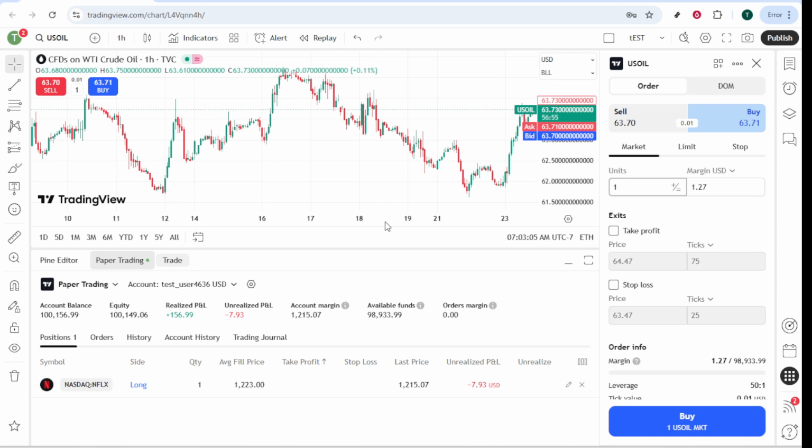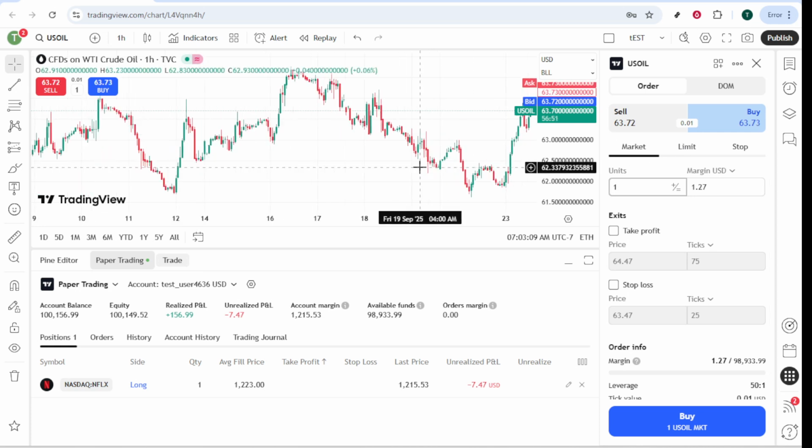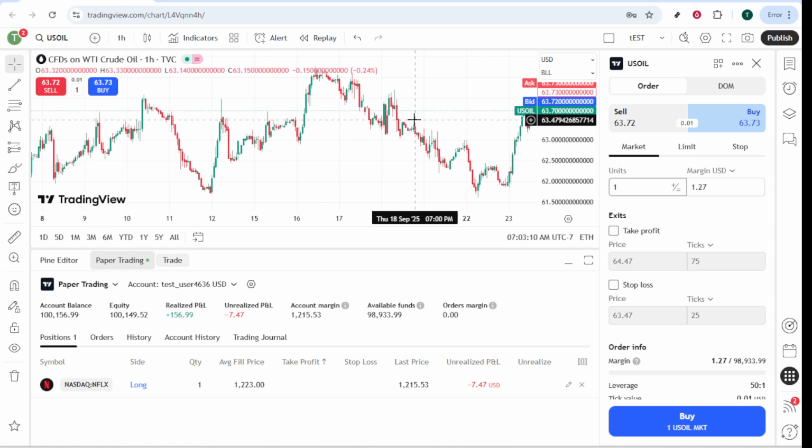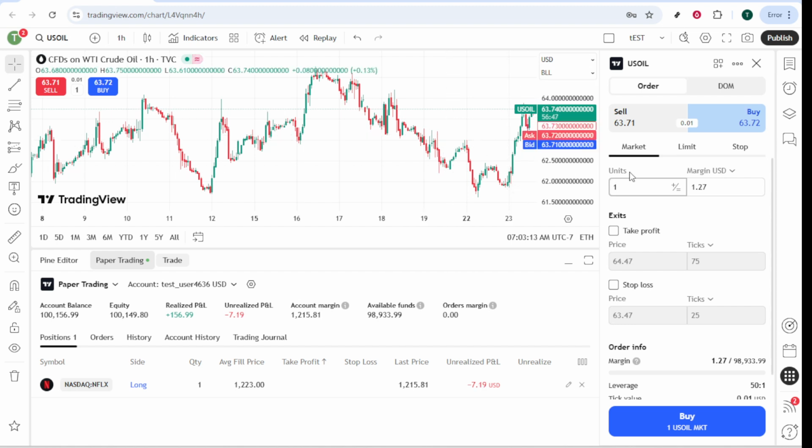As you proceed, it's time to configure your trade. Begin by ensuring that you're trading from the correct account. Determine whether it's your broker account if you're using real money, or your paper trading account for practice. Next, it's decision time. Are you buying or selling? Make that selection based on your analysis and strategy.